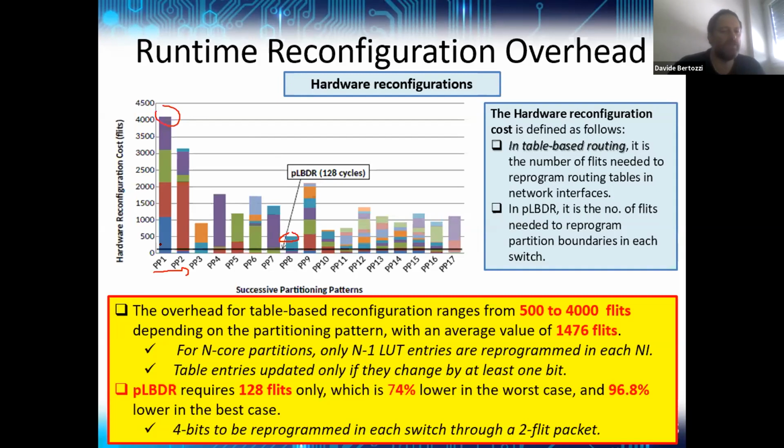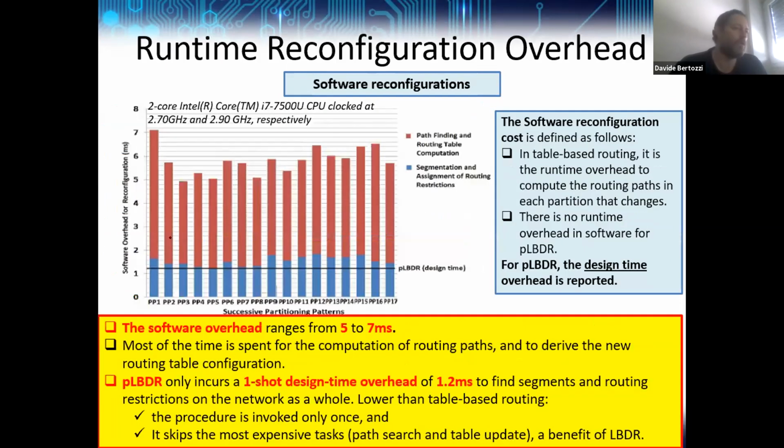128 flits, which is typically 1 order of magnitude lower than table-based routing. And this is the hardware reconfiguration cost, the reconfiguration overhead to reprogram that you pay in hardware. So these are actions that the network on chip can automatically take in order to reprogram the routing paths and the connection boundaries. But we also have a software reconfiguration overhead.